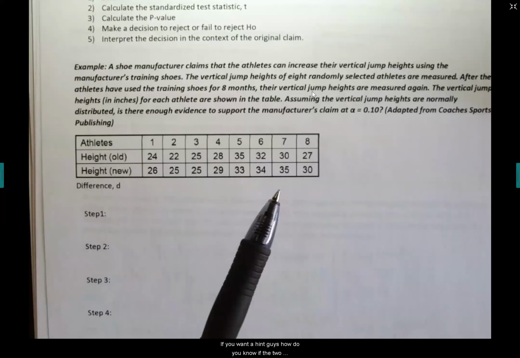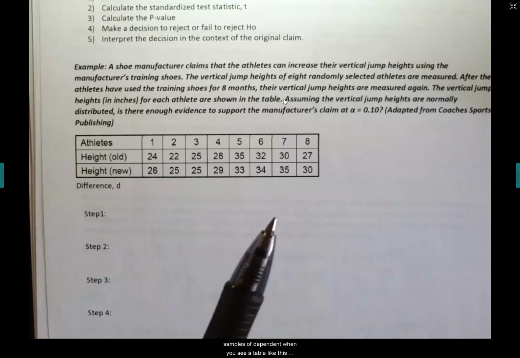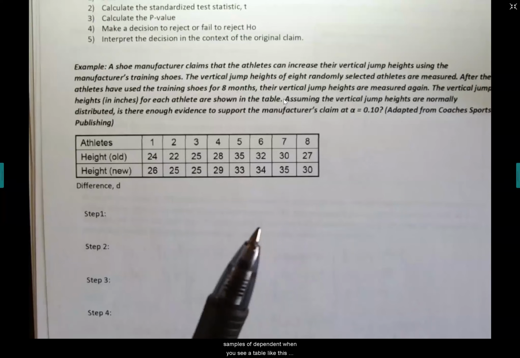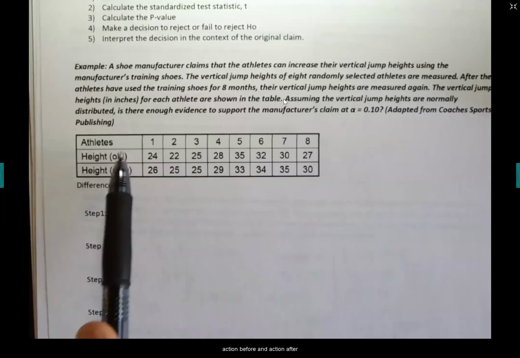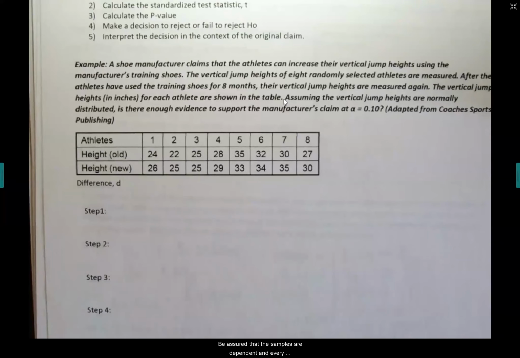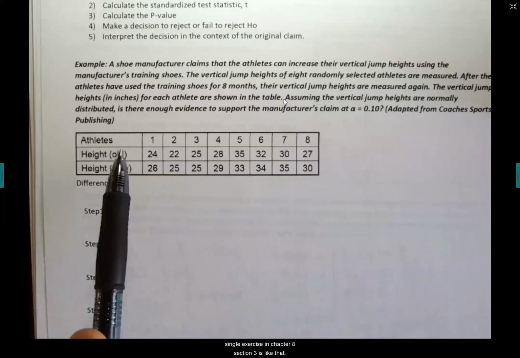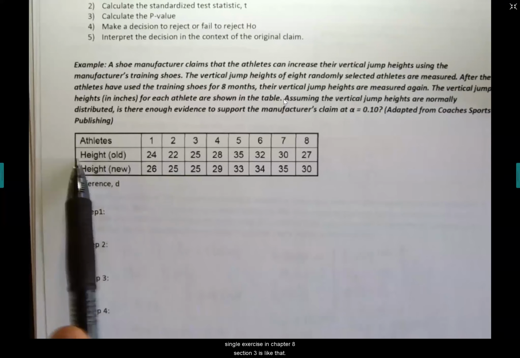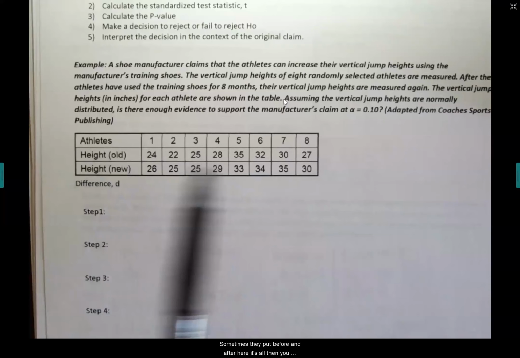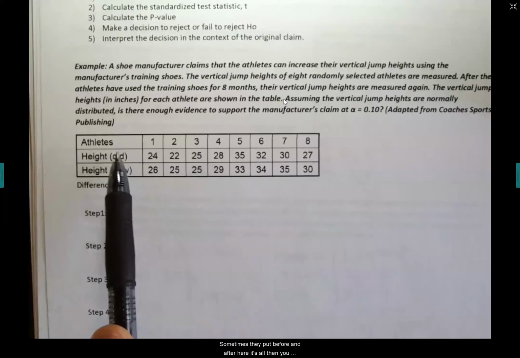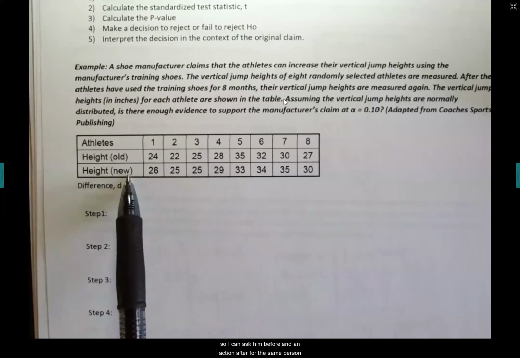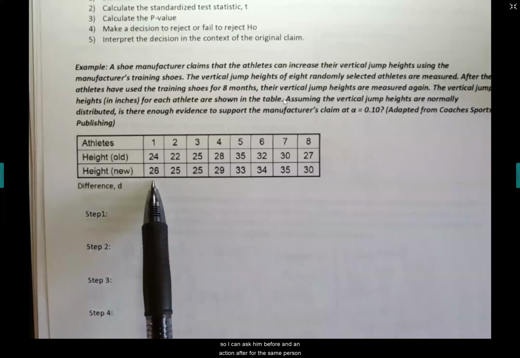So if you want a hint, guys, how do you know if the two samples are dependent? When you see a table like this, an action before and an action after, be assured that the samples are dependent. And every single exercise in chapter 8, section 3 is like that. They show you this table. Sometimes they put before and after. Here it's old and new. So an action before and an action after for the same person.